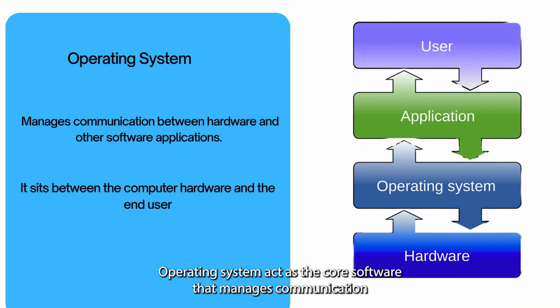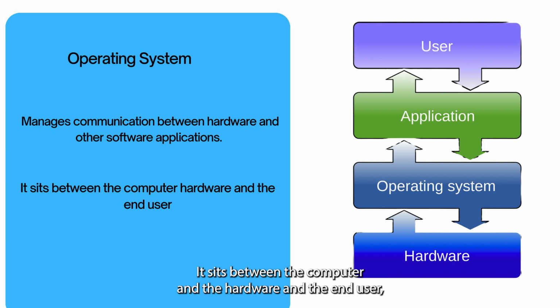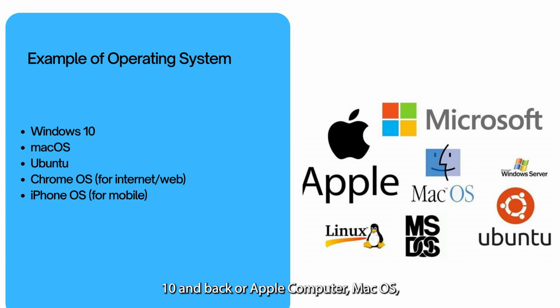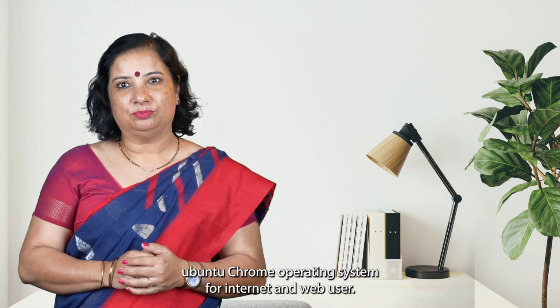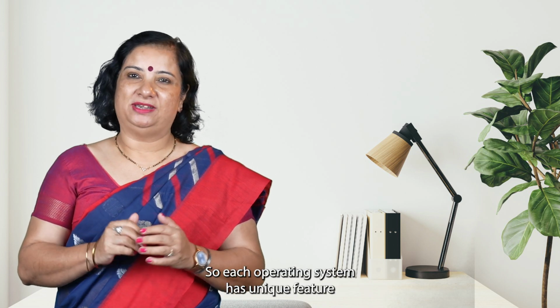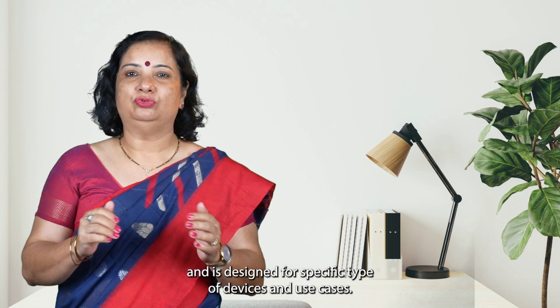The operating system acts as the core software that manages communication between hardware and other software applications on your computer. It sits between the computer hardware and the end user, facilitating communication and functionality. Examples of popular operating systems include Windows 10, macOS for Mac or Apple computers, Ubuntu, Chrome OS for internet and web users, and iOS for mobile. Each operating system has unique features and is designed for specific types of devices and use cases.